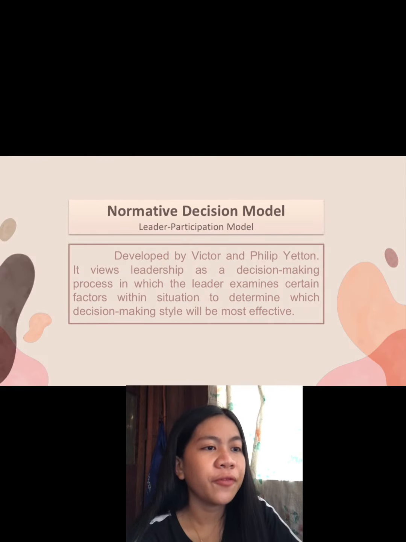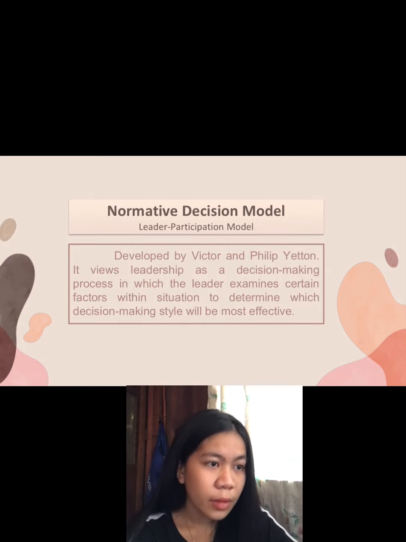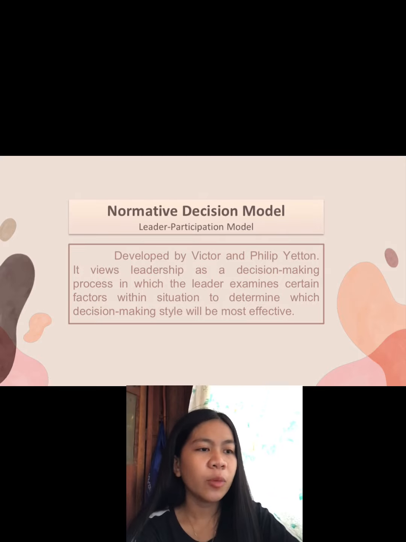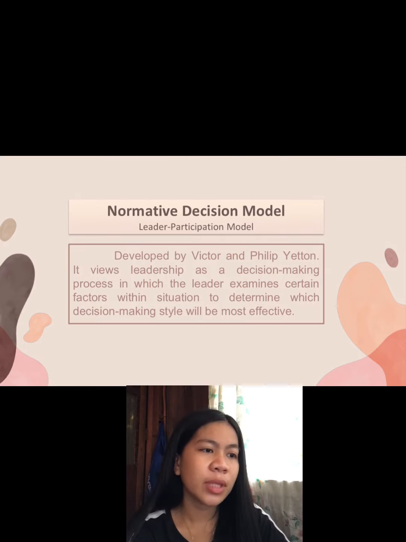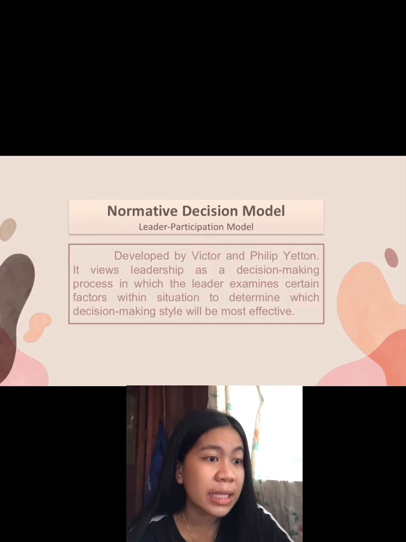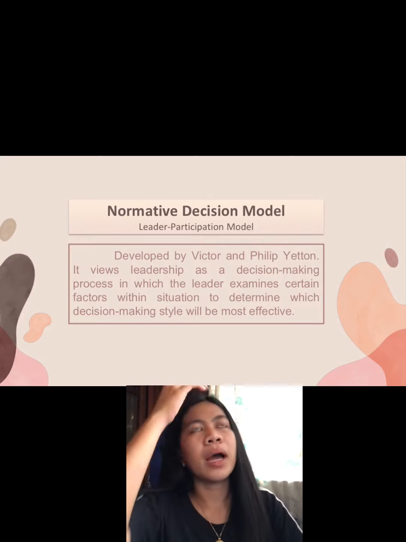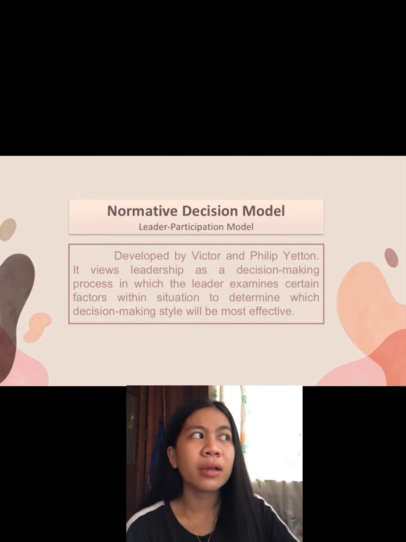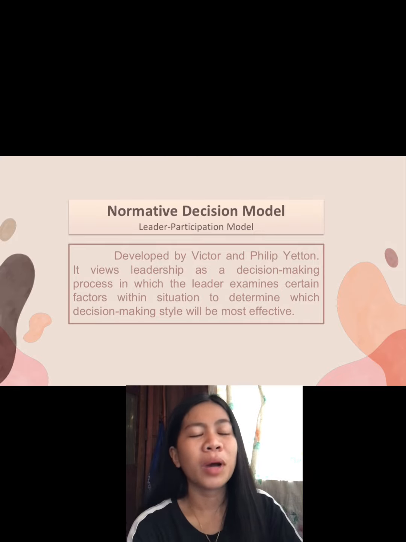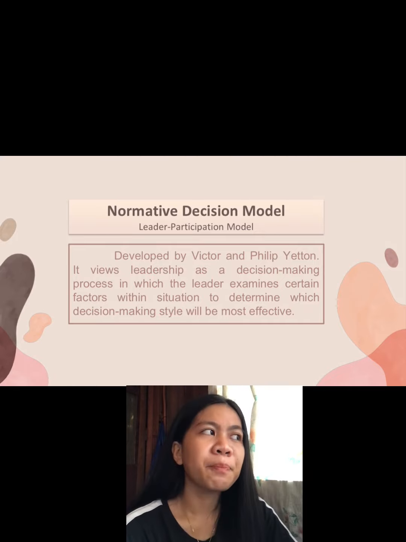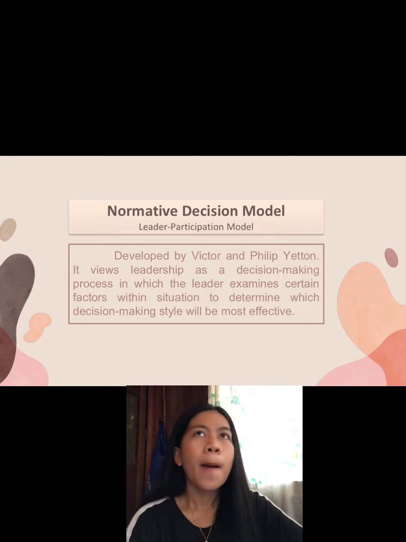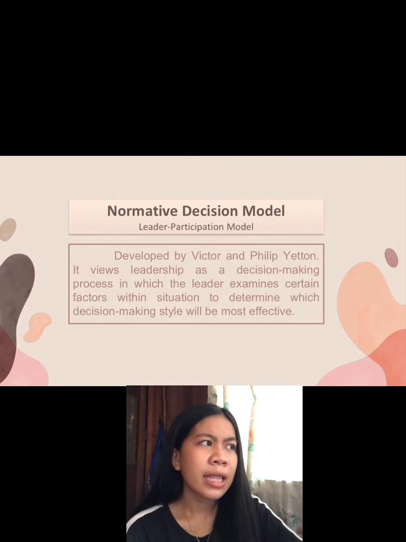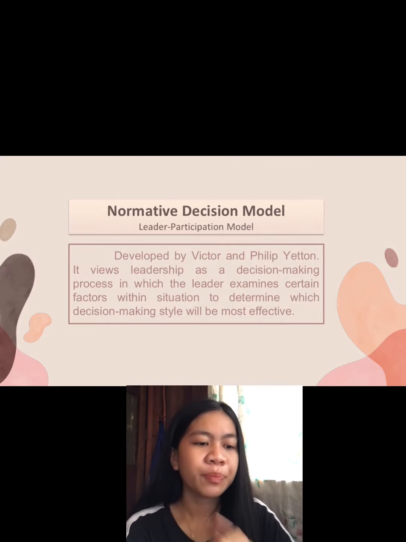We have the normative decision model by Victor Vroom and Philip Yetton. It views leadership as a decision-making process in which the leader examines certain factors within the situation to determine which decision-making style will be most effective. So kasi nga may mga leaders kasi na very strict, very particular sa pag-decide. Basically, lalo na pag malaki yung mga companies, you cannot just decide abruptly. You have to think of many styles pa, you have to try a lot of things, maybe because this might be a great loss for your organization.